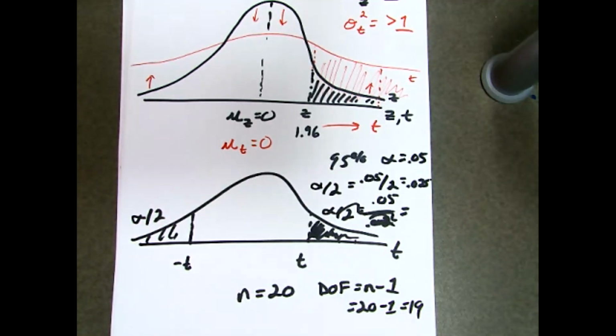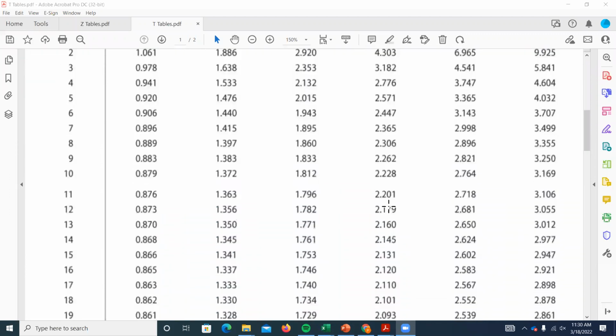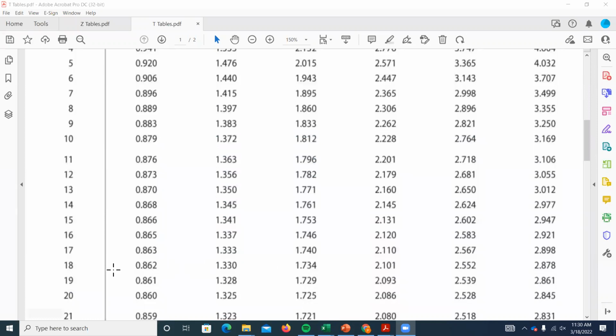So I know the area I want is 0.025, and the degrees of freedom I want is 19. I'll go to this table, find the area I want in the upper right tail, 0.025, and then scroll down to my degrees of freedom, 19. The t value that would give me that area in the tail of 0.025 at 19 degrees of freedom is 2.093. Notice it's a little bit higher than the 1.96 that we were using from the standard normal distribution.